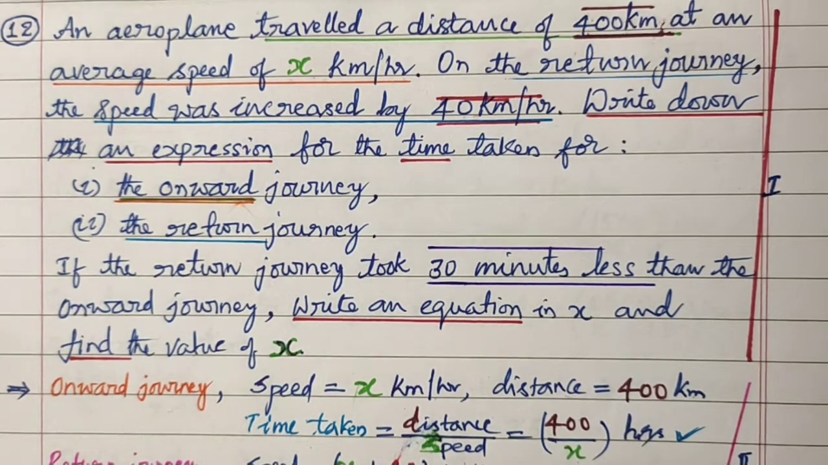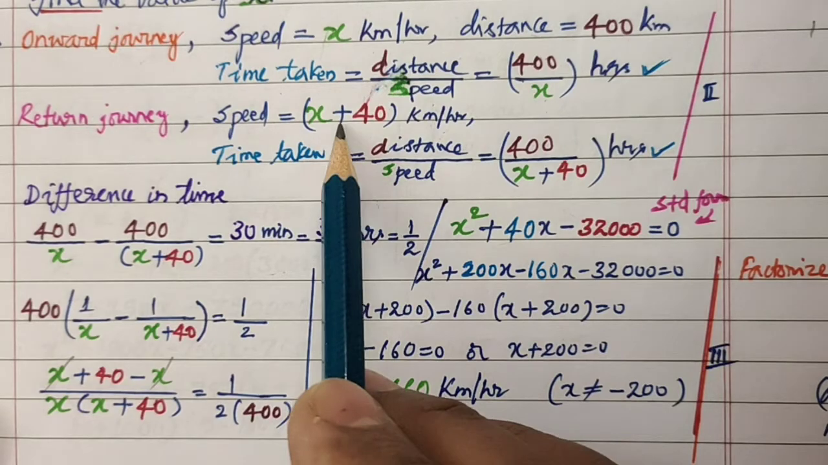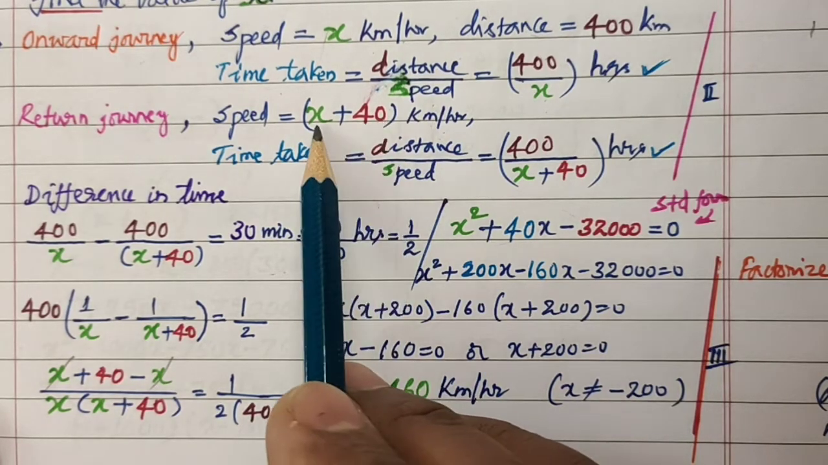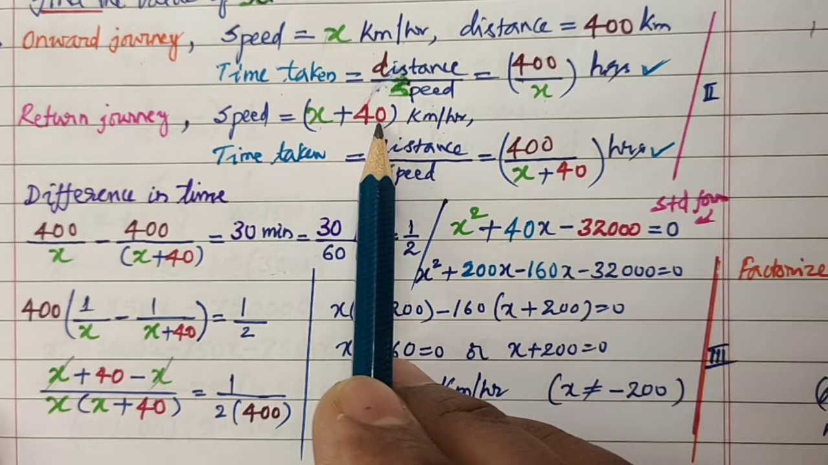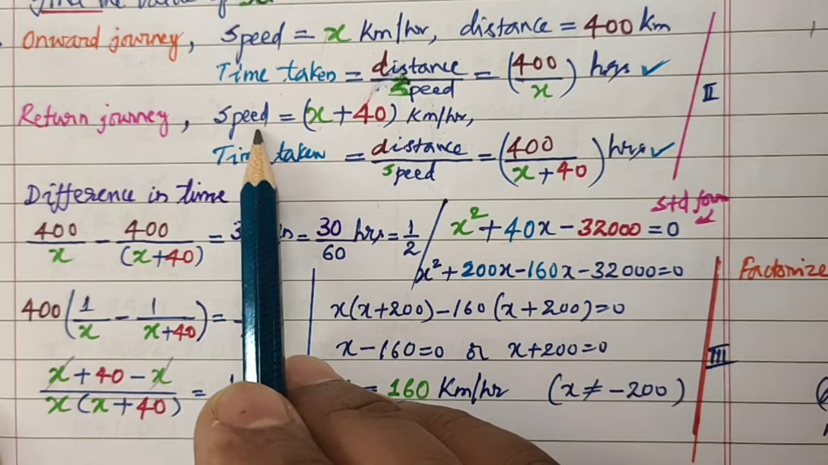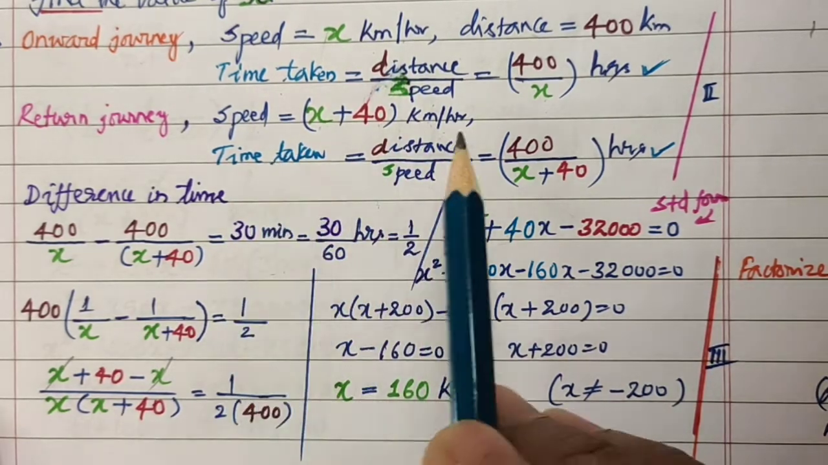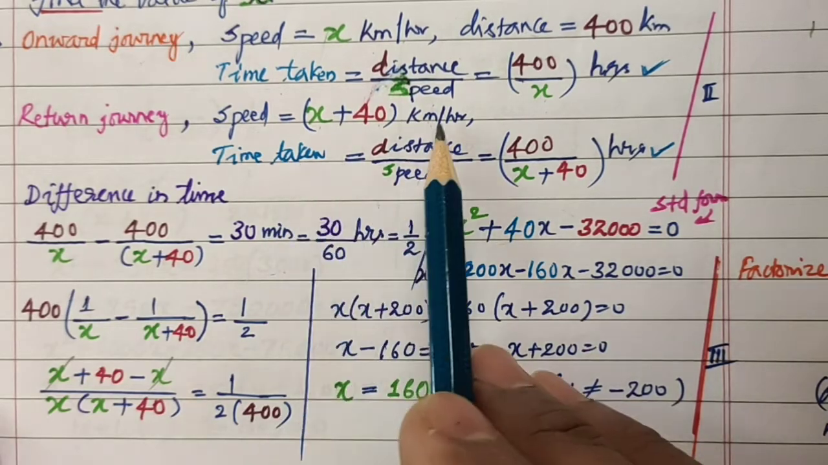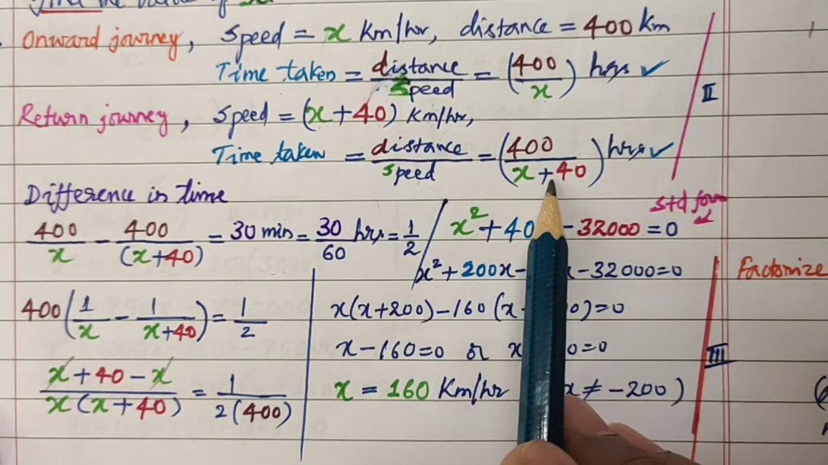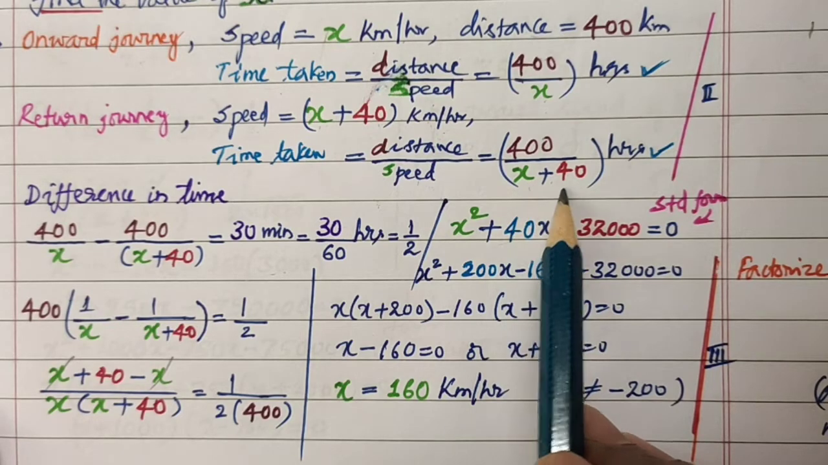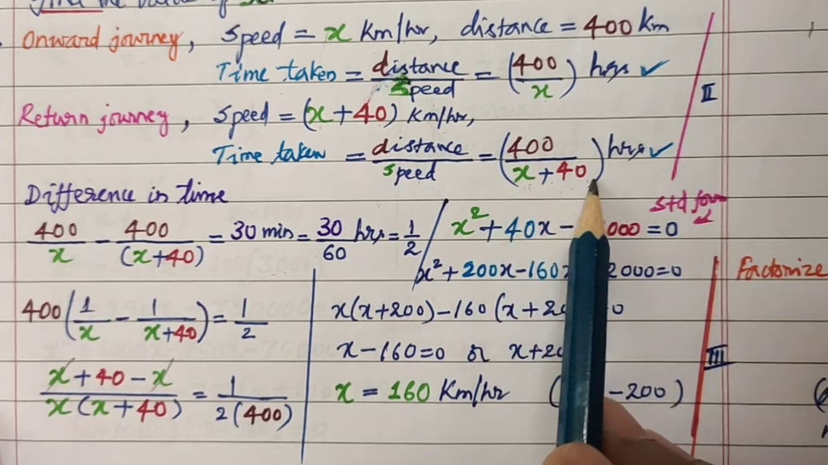On the return journey, the speed has increased by 40 km per hour. Therefore, original speed plus 40 km per hour. The return journey speed will be x plus 40 km per hour. Then time taken is equal to distance divided by speed. The distance is the same, 400 divided by the new speed, that's going to be x plus 40. So 400 divided by x plus 40 hours.